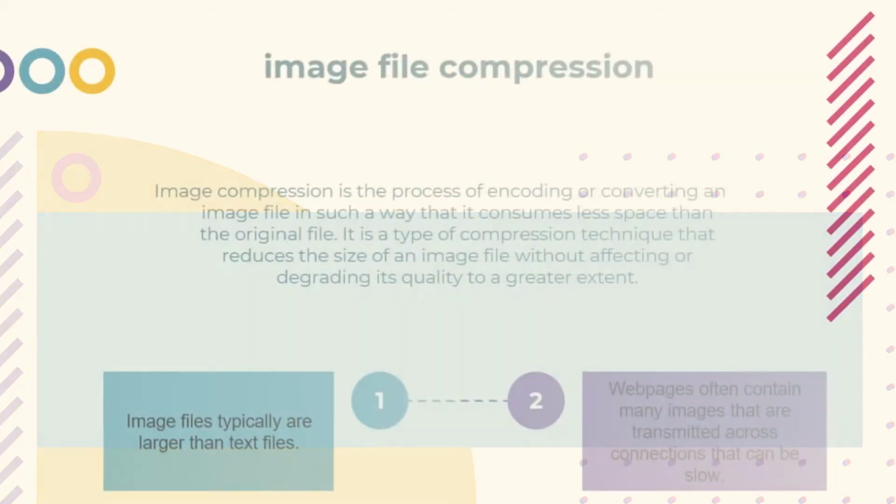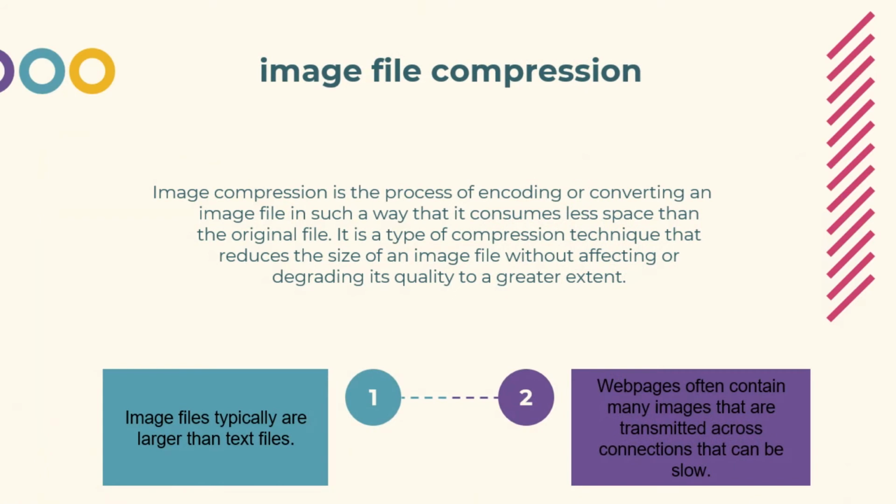Then we will explain the main topic, image file compression. Image file compression is the process of encoding or converting an image file in such a way that it consumes less space than the original file. It is a type of compression technique that reduces the size of an image file without affecting or disregarding its quality to a great extent.